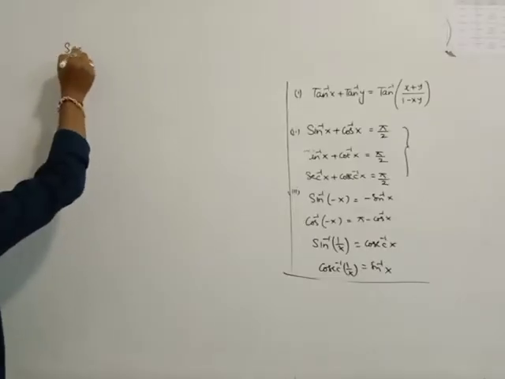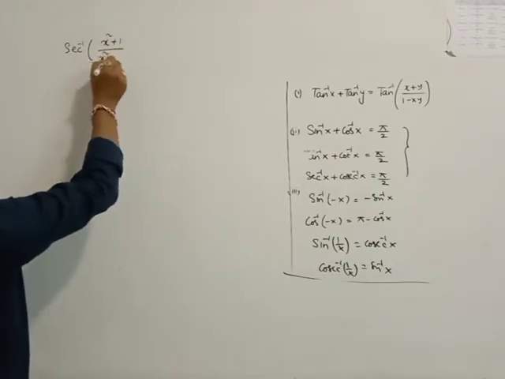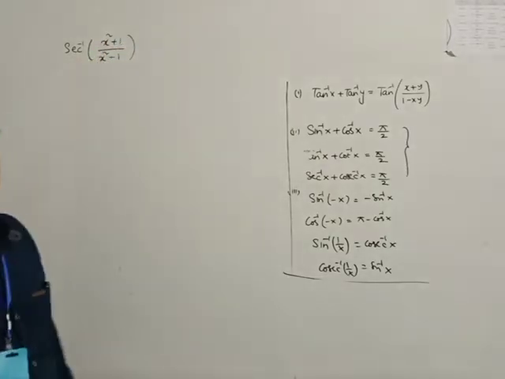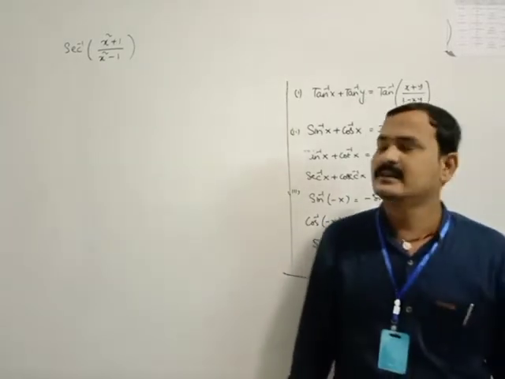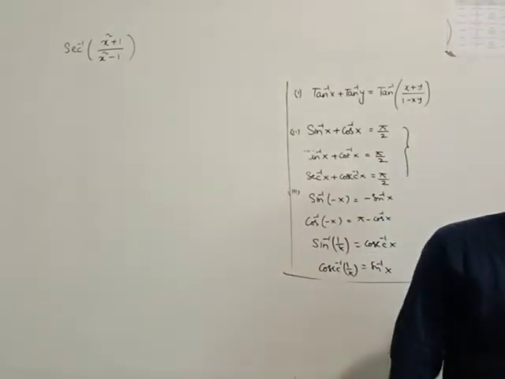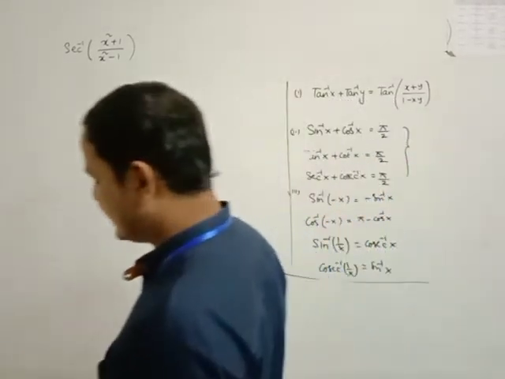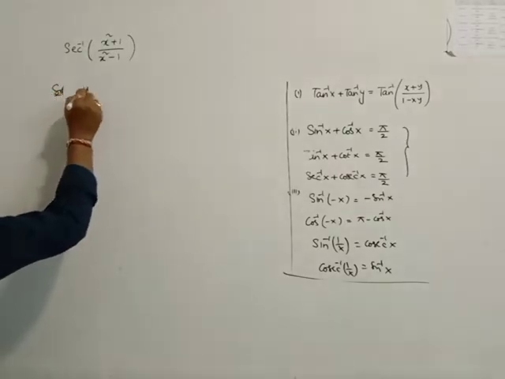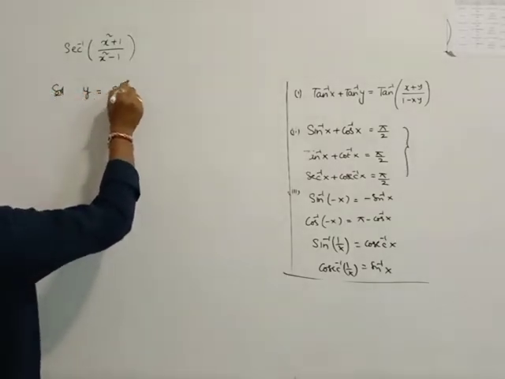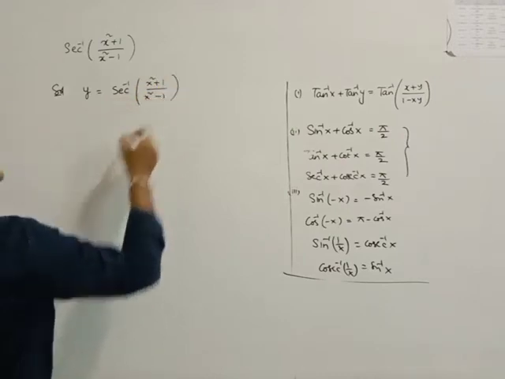The next question is sec inverse of (x square plus 1) by (x square minus 1). We can differentiate it directly by the chain rule. But if you want to simplify it without using the chain rule, go for the formulas of substitutions. Y is equal to sec inverse of (x square plus 1) by (x square minus 1).